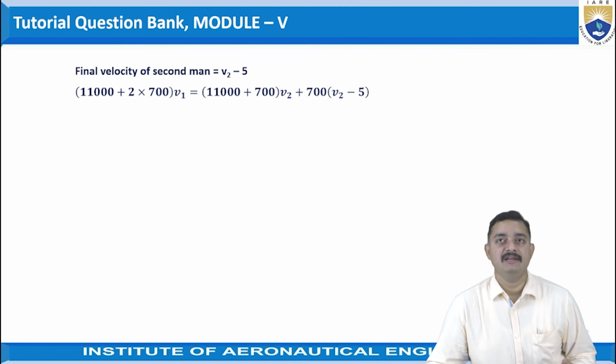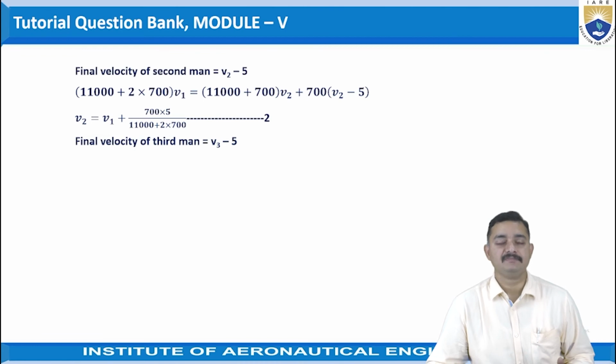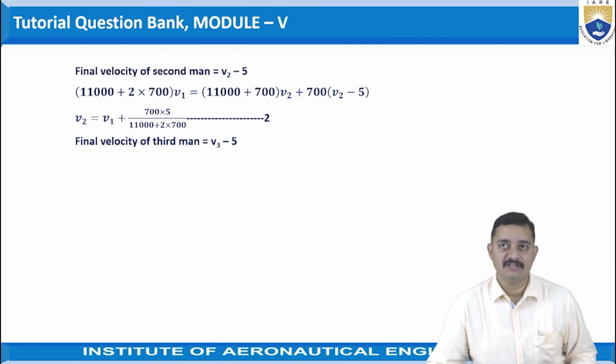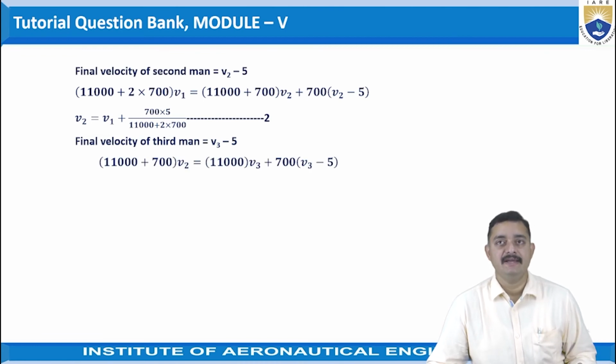And the final velocity of the second man would be v2 minus 5. So that would be (11,000 plus 2 into 700) v1 is equal to (11,000 plus 700) v2 plus 700 into (v2 minus 5). So we can take v2 is equal to v1 plus 700 into 5 by (11,000 plus 2 into 700), taking it as equation 2. Now the final velocity of the third man would be v3 minus 5. Hence, it can be taken as (11,000 plus 700) into v2 is equal to 11,000 v3 plus 700 into (v3 minus 5).